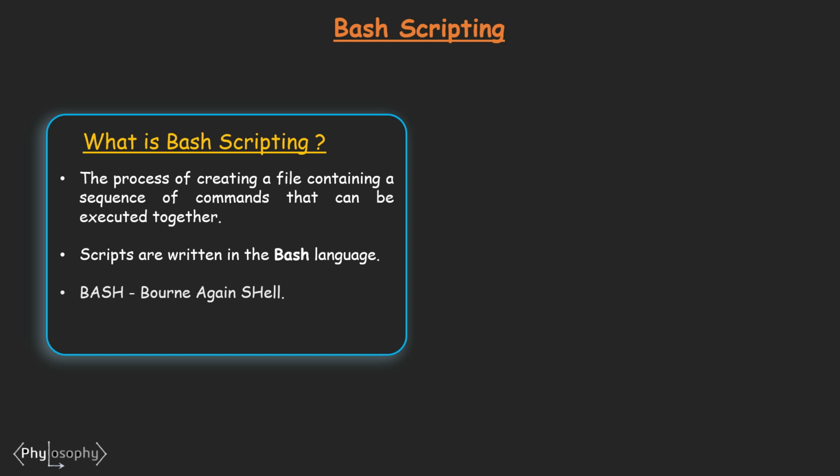Bash scripting is a way to automate tasks on your computer by writing a set of instructions that your computer can understand. These instructions are written in a language called Bash, which is also known as Born Again Shell, and it is the default shell for most Unix-like operating systems, including Linux and macOS.